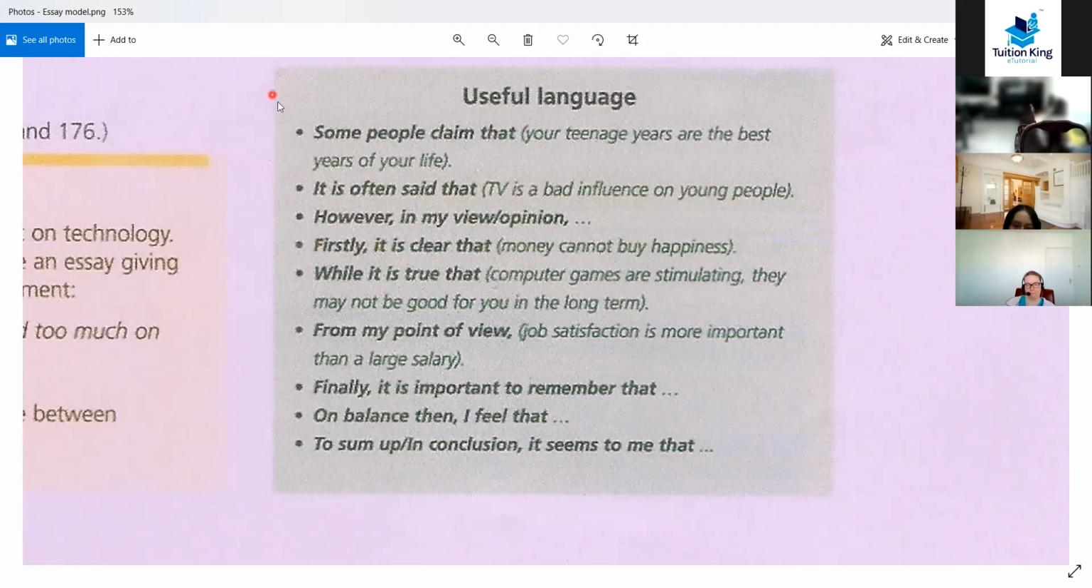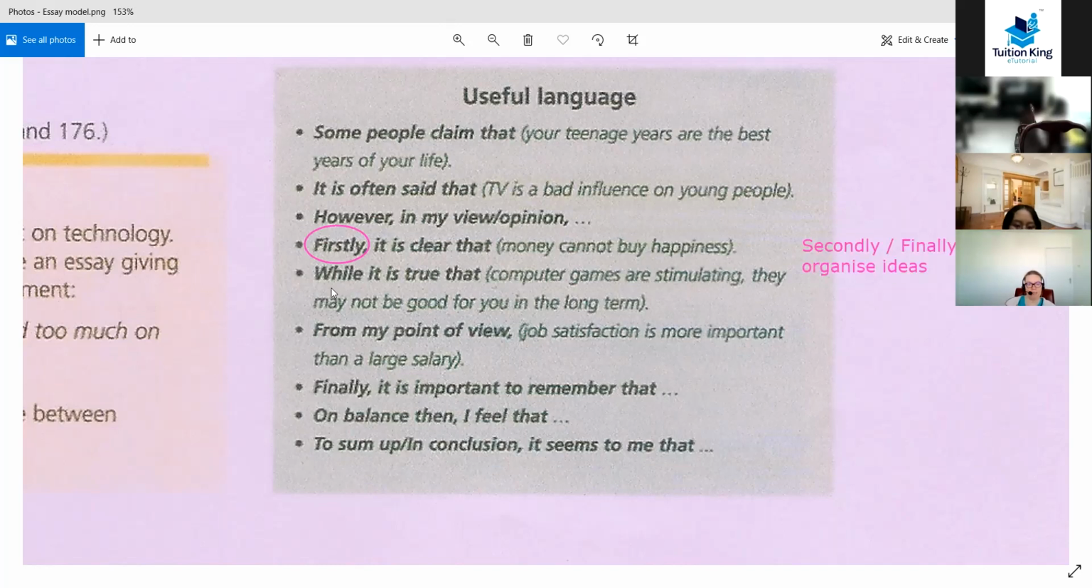And what about this word here? Firstly, what does firstly do? It organizes ideas. Okay, so words like firstly and secondly, and finally, all of these words organize ideas. So if you want to put ideas in order, use these words.